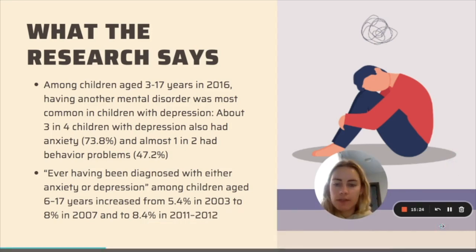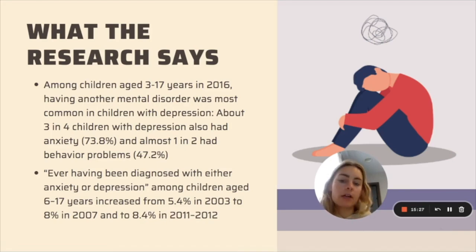As I mentioned previously, the numbers of ever having been diagnosed with either anxiety or depression have gone up drastically. This data is from a little bit ago, but I'm sure that the data that will probably come out after COVID will show the numbers have continued to rise. Ever having been diagnosed with either anxiety or depression among children aged 6 to 17 years increased from 5.4% in 2003 to 8% in 2007 and to 8.4% in 2011 to 2012.